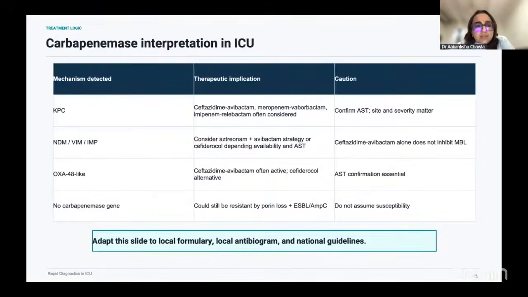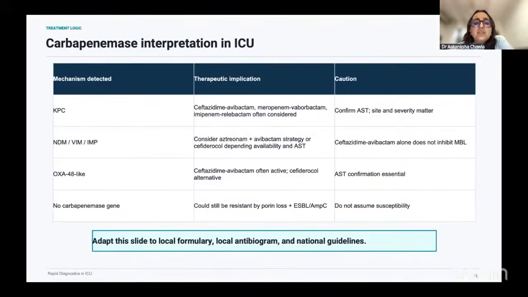So you've sent this and you've got the result. How would you interpret it? For example, if you get KPC as the mechanism detected for resistance, then the therapeutic implication is that you can give ceftazidime-avibactam or meropenem-vaborbactam as your drug. Similarly, for NDM, VIM or IMP, you can consider aztreonam and avibactam as a strategy. For OXA48, ceftazidime-avibactam is often enough. Cefiderocol can be used as an alternative.